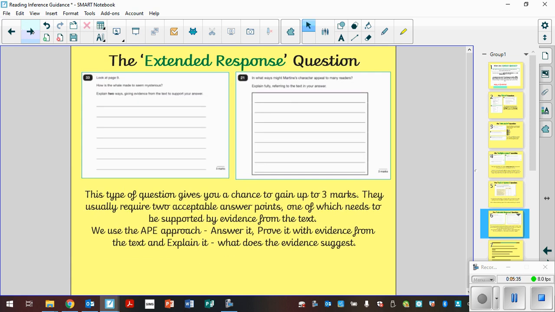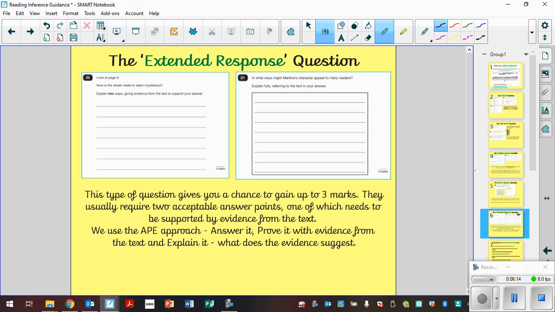Now, the trickier ones are these extended responses. You may notice that some of these could be worth 3 marks, for example, because this type of question gives you the chance to gain 3 marks. What they usually require is 2 acceptable answers, one of which needs to be supported with evidence from the text. If you think about reading skills that you've used over the years and this APE approach: answer it, prove it with evidence from the text, and explain it. That basically means, what does that evidence suggest?